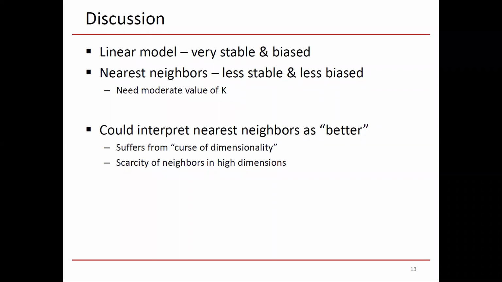Now, you could interpret the nearest neighbors approach as better, in quotation marks, but it suffers from the curse of dimensionality because in higher dimensional problems, neighborliness is difficult to analyze. And in particular, there's going to be a scarcity of neighbors in high dimensions. And because of that, for high dimensional problems, oftentimes people are going to use a linear model or a quadratic model. And that's because the curse of dimensionality and the problems in defining neighborliness really mean that the k nearest neighbors approach is very noisy. So that'll be all for module number 26, and we'll continue next time.